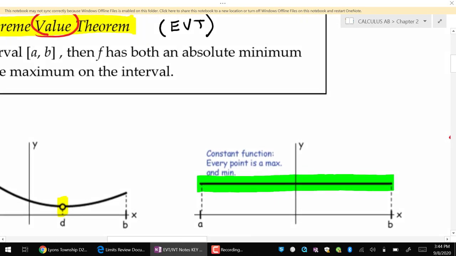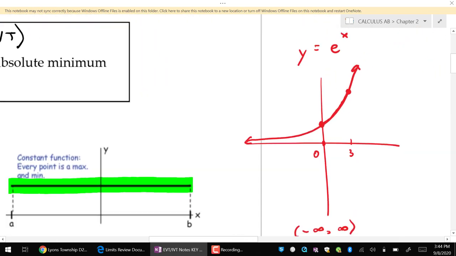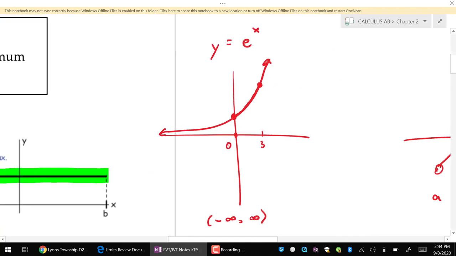Now consider a function like y equals e to the x. This function right here on its domain of all real numbers does not have an absolute max or min. But as soon as I partition off this function, let's say from 0 to 3, well, now I do have an absolute max and min. That's what the extreme value theorem does. It takes a continuous function on a closed interval and guarantees the existence of absolute extrema.